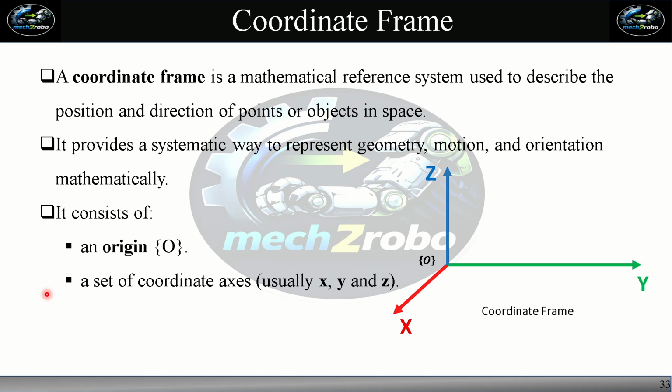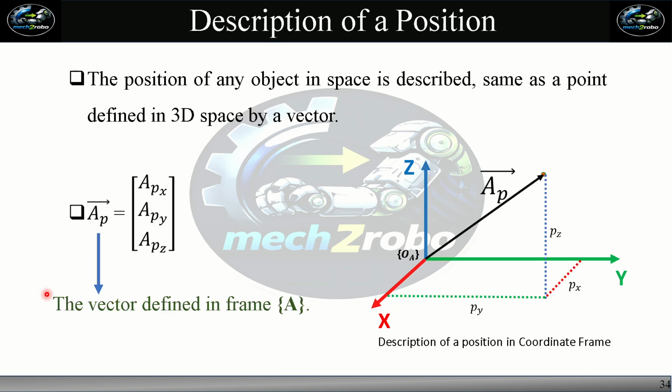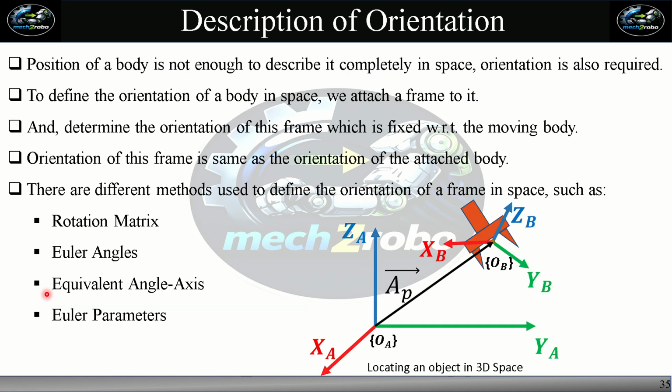Hello everyone, in this video we will discuss what is a coordinate frame, how to describe a position in 3D space, and how to describe the orientation of any object in 3D space. So let's start.